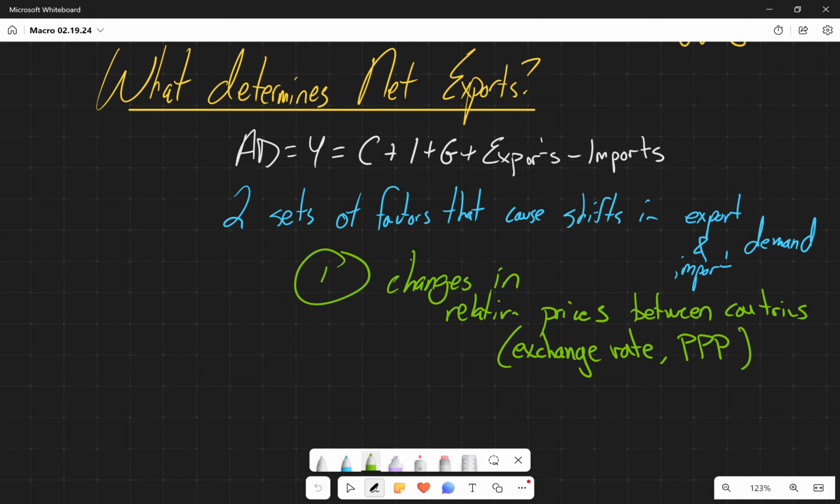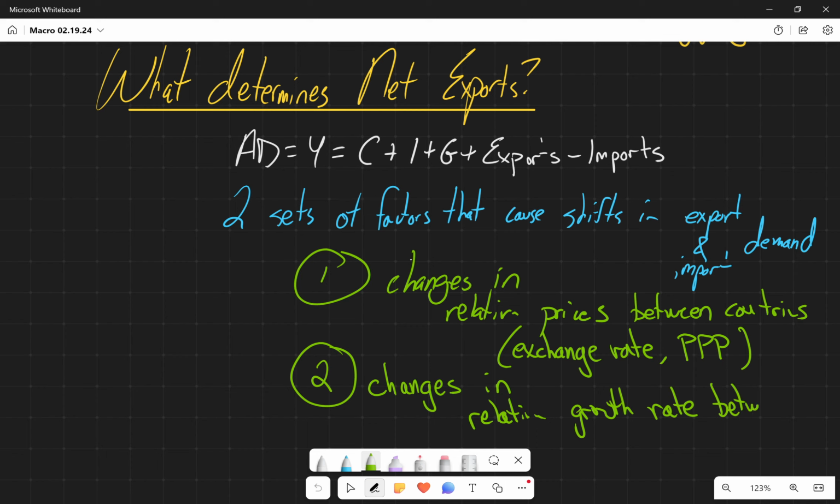And then the second factor that influences export and import demand is going to be the relative growth rate between the countries. With obviously the stronger, larger economies that are growing faster, importing more goods from their trade partners than the country that is either experiencing stagnation or perhaps even a recession.